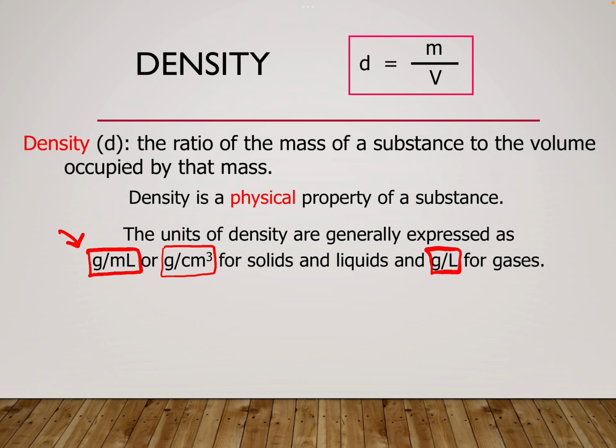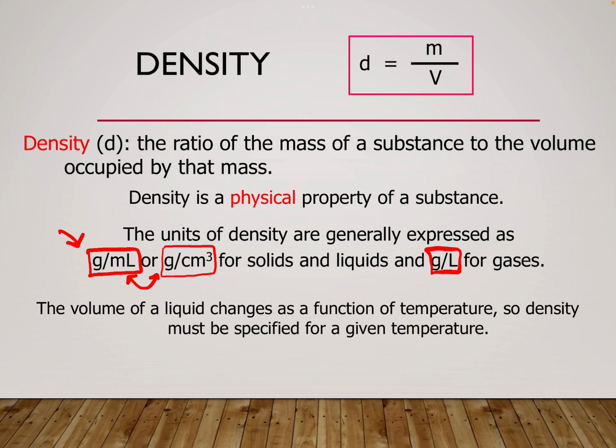Remember, we talked about previously that milliliters and centimeters cubed are the same thing. So if your density is in grams per milliliter, that's the exact same thing as saying grams per centimeter cubed. So these two units are the same. We just usually use grams per centimeter cubed when we're talking about solids and grams per milliliter when we're talking about liquids. But you can use them interchangeably because they mean the same thing.